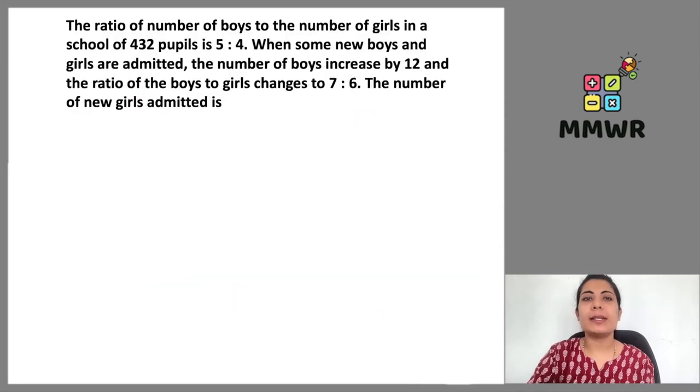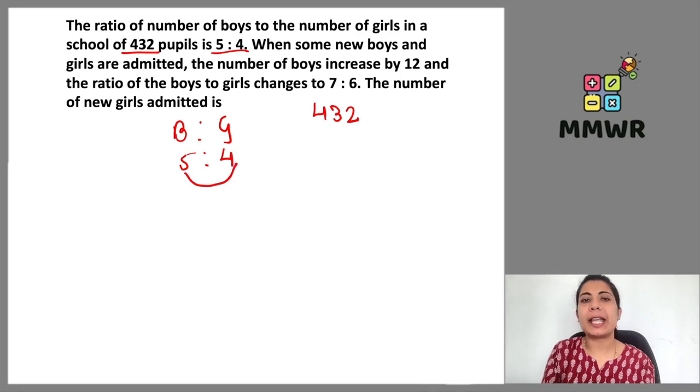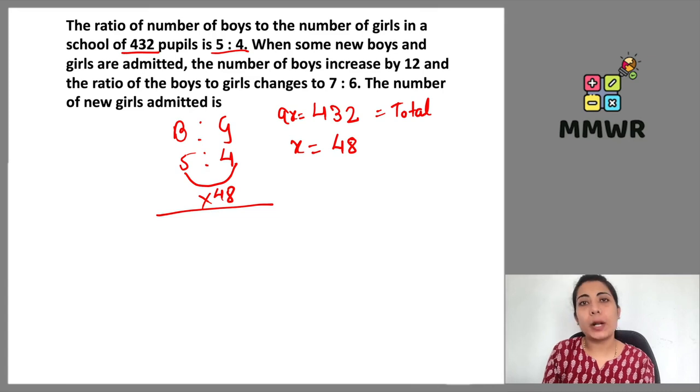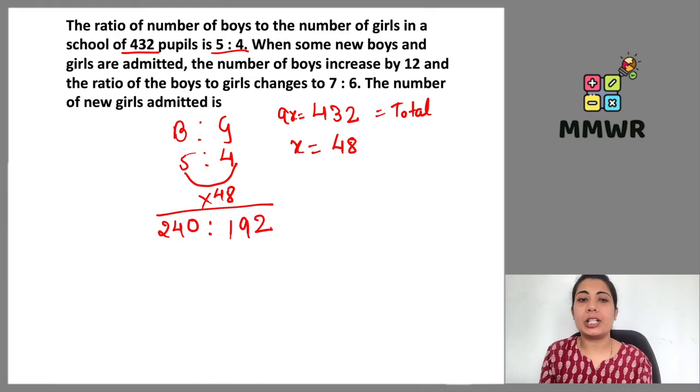Next example: the ratio of the number of boys to the number of girls is 5:4, and the total number of students is 432. According to the ratio it is 9x. So if I multiply by 48, this is going to give me the actual value for boys and girls. 240 plus 192 gives me 432 again.